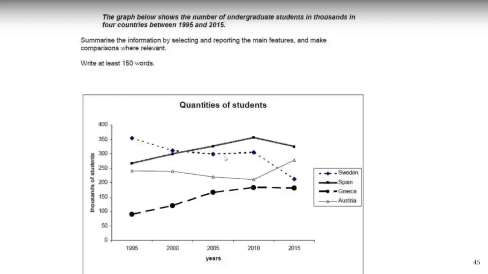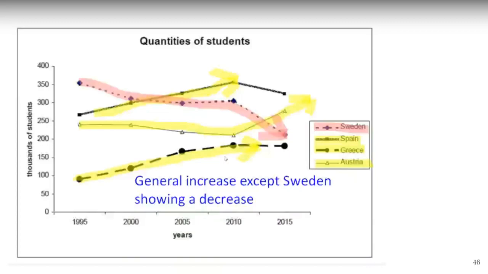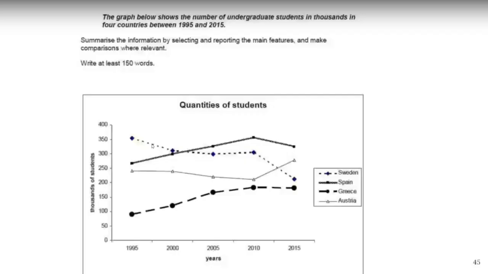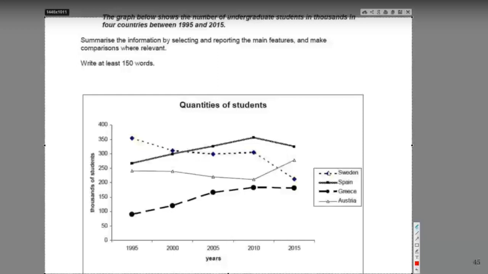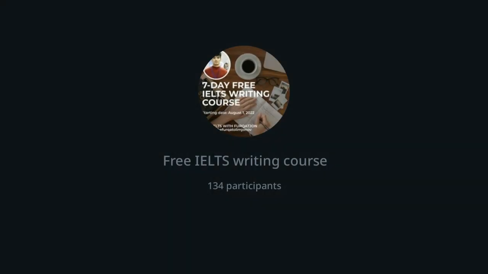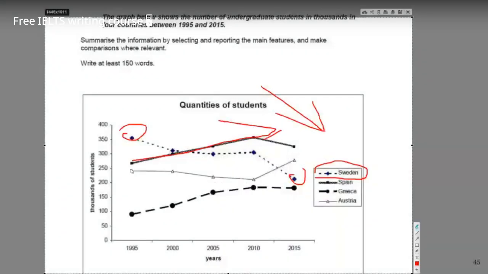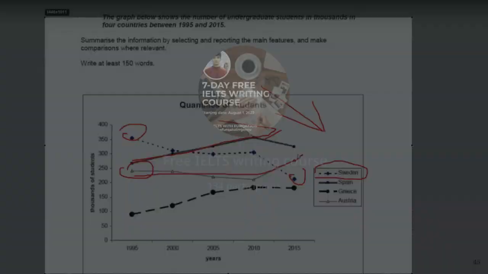Okay, let's analyze the key features. I think you might be having a difficulty writing an overview. So, as you can see, let's look at Sweden. So what's happening with Sweden, okay? Let's look at Sweden. So as you can see, Sweden is decreasing, yeah? Like it's decreased. But the other countries, so as you can see, the other lines, all of them are rising. This one is also rising, okay? This one is also rising. So all of them are rising except for Sweden.